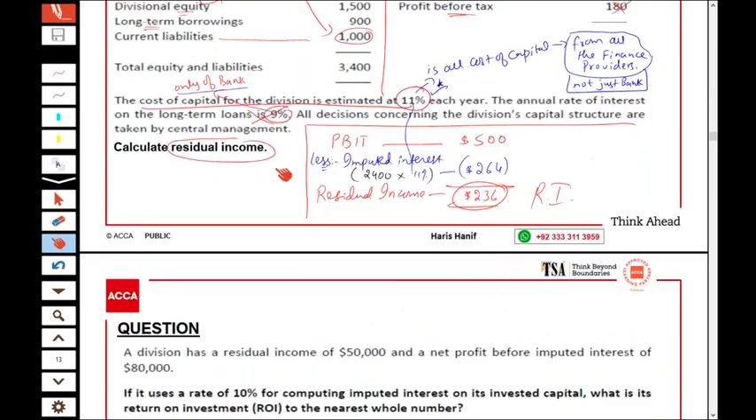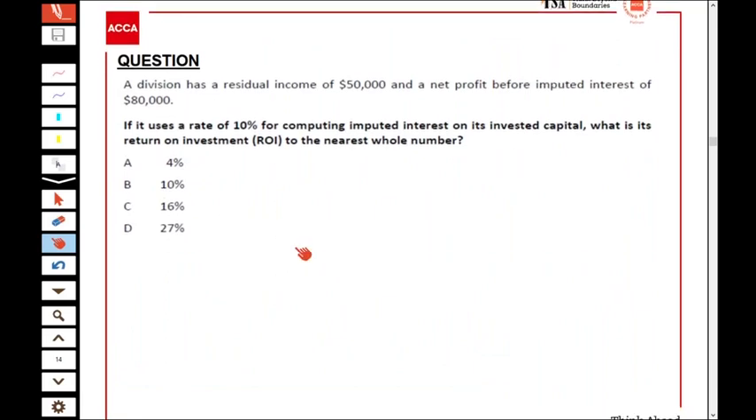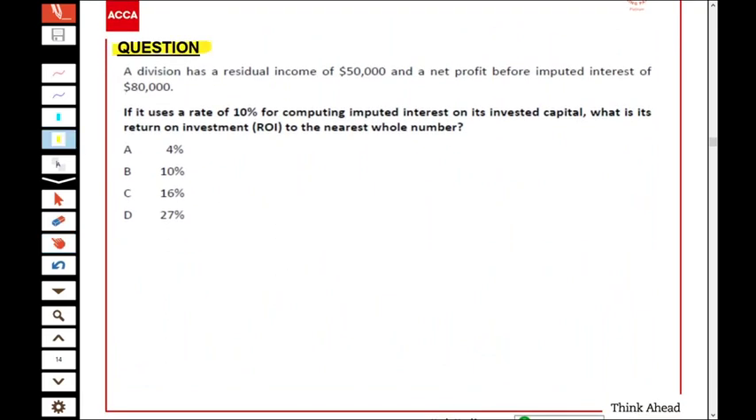And again, the next question is a standard MCQ. And that is the question: what is the return on investment to the whole number? You are required to calculate the return on investment. I would like all of you to read this question at your own pace first, then afterwards I will be reading and then I will be solving.